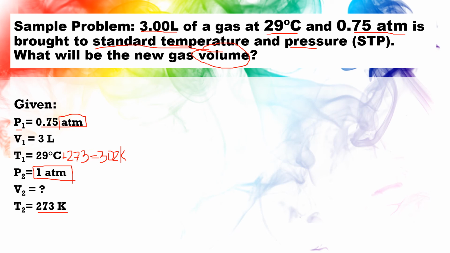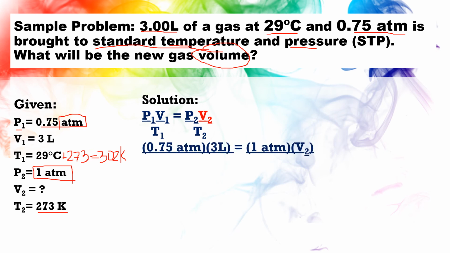So using now the formula, P1V1 over T1 is equal to P2V2 over T2. V2 is the unknown. So plug in the given. Our P1 is 0.75 times our V1, which is 3 liters, over our T1, which is 302 kelvins. Our P2 is 1 atm, V2 is the unknown, divided by our T2, which is 273 kelvins.